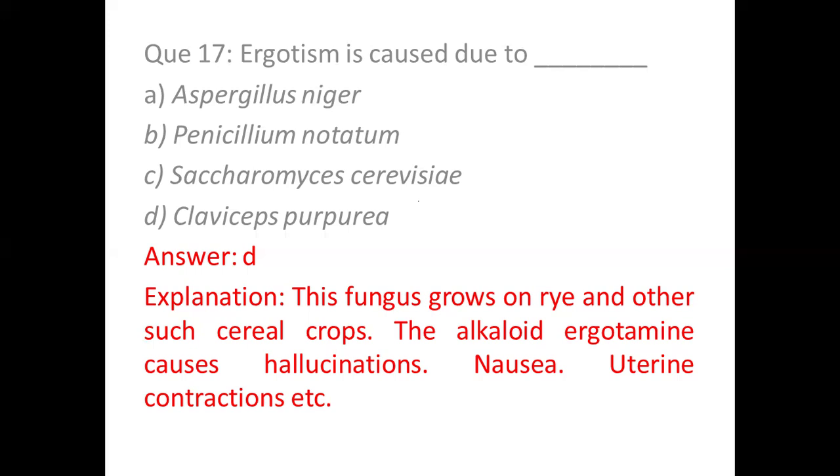And symptoms to this are nausea and uterine convulsions. All these are under these symptoms. Edema is also there because of this. And loss of peripheral sensation is also one of the symptoms. Vasoconstriction, as I told you, uterine contractions. So gangrene is also one of these symptoms. So this is all about ergotism.